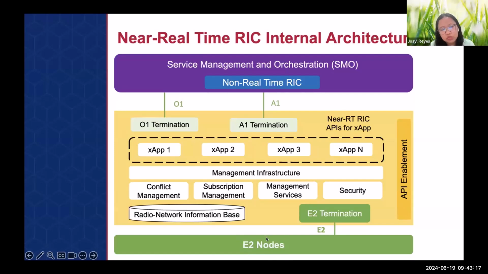And then this near real-time RIC connects to the different nodes. When they say E2 nodes, any nodes, the RAN itself, by RAN, depending on the generation. If you have 4G node, then it's eNodeB. If 5G node, it's gNodeB. And essentially, the near real-time RIC, this yellow one, connects to the different nodes via the E2 interface. Yan.